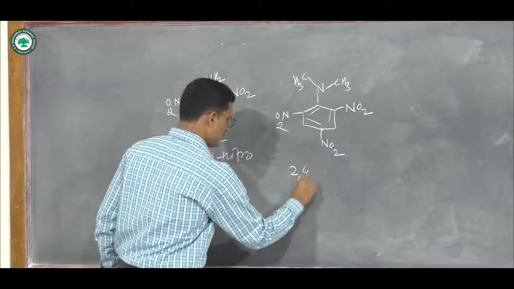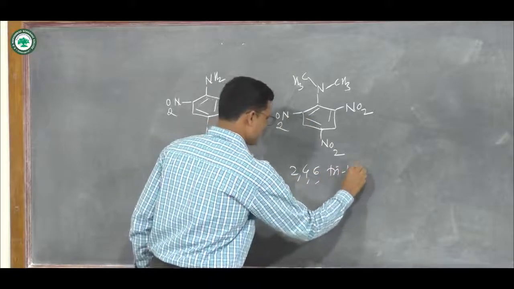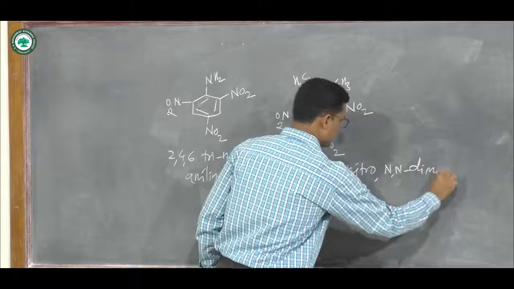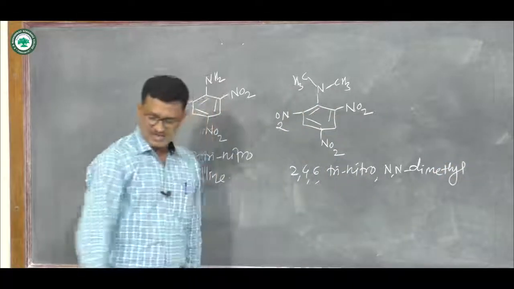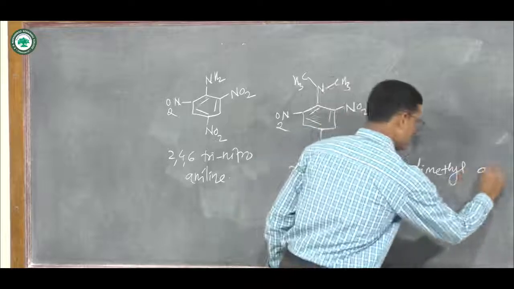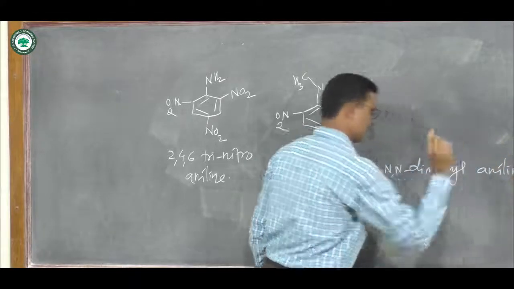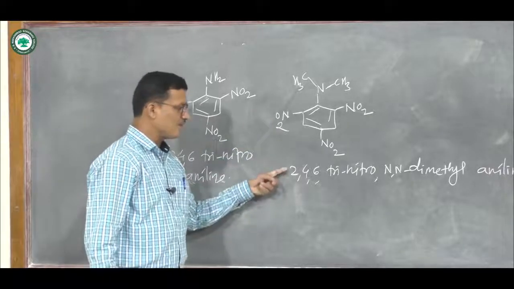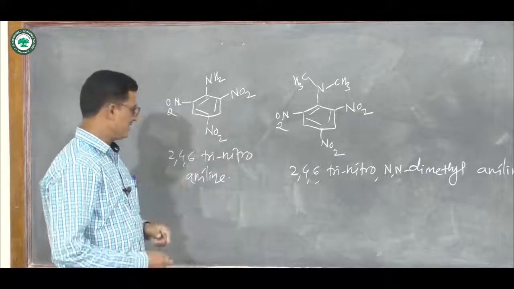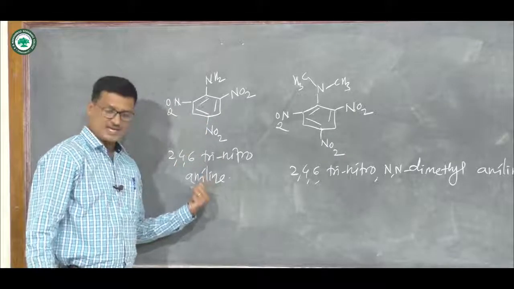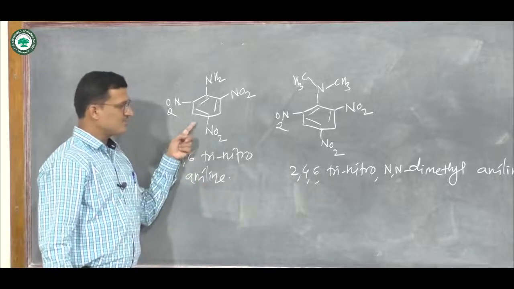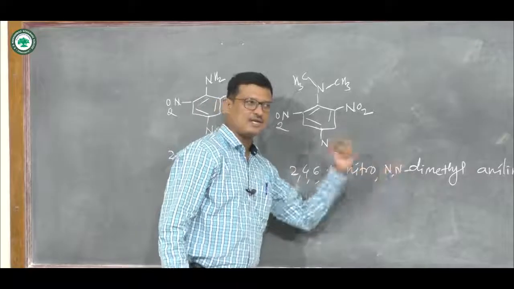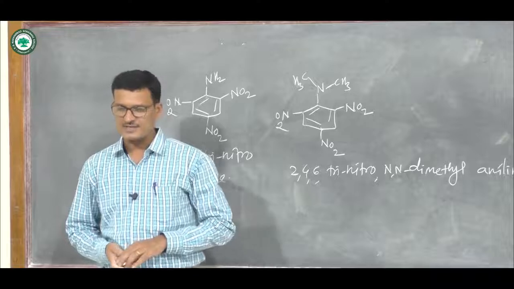This is a 2,4,6-trinitro-N,N-dimethyl aniline. So we remember here, this second one is a stronger base than the first one. 2,4,6-trinitro-aniline is 40,000 times weaker than 2,4,6-trinitro-N,N-dimethyl aniline. So what is the reason behind that?